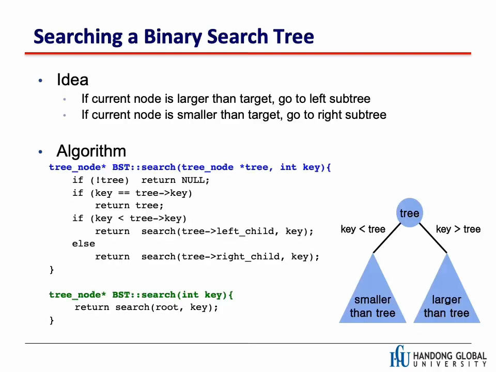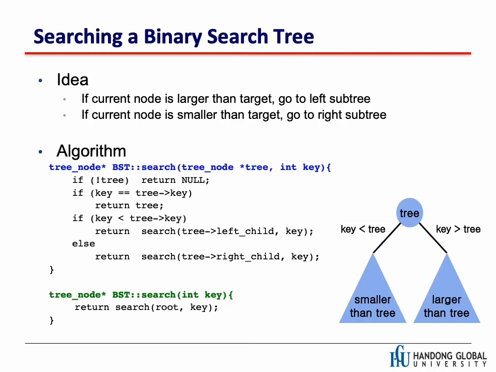Searching a binary search tree is quite simple. If you understand binary search, then it's kind of straightforward. Okay, if the current node is larger than the target, then go to the left subtree. And if the current node is smaller than the target, then go to the right subtree. Okay, that's it. So let's take a look at this implementation.